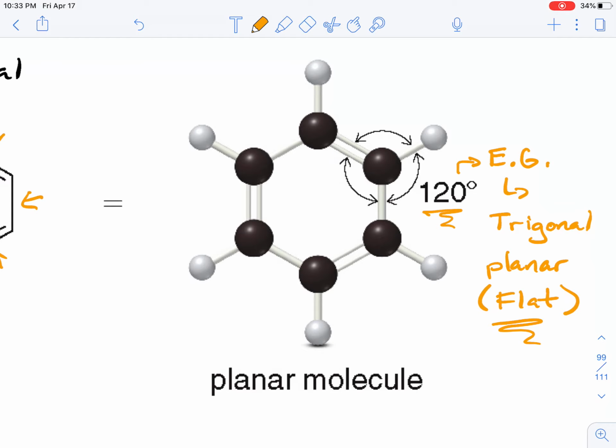And so just imagine you looking at the edge of your paper. Nothing is going to be above the paper, nothing is below the paper, right?